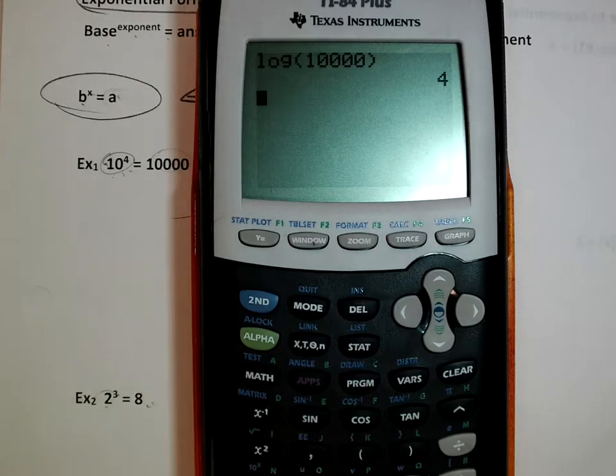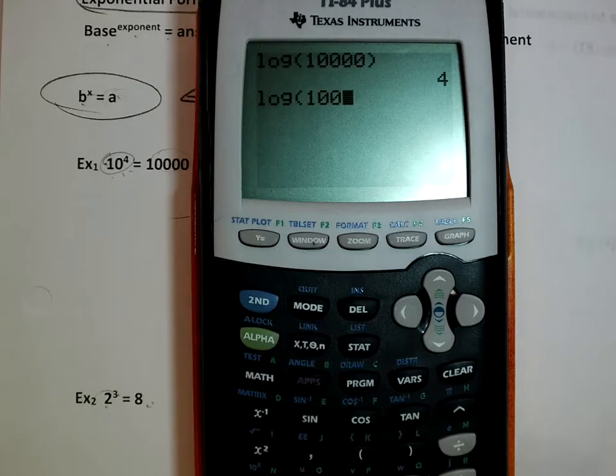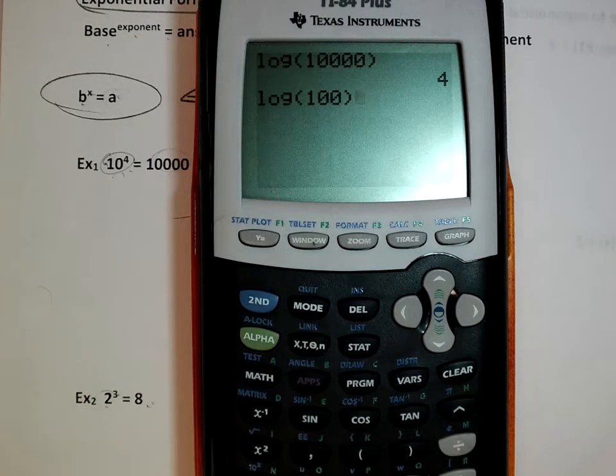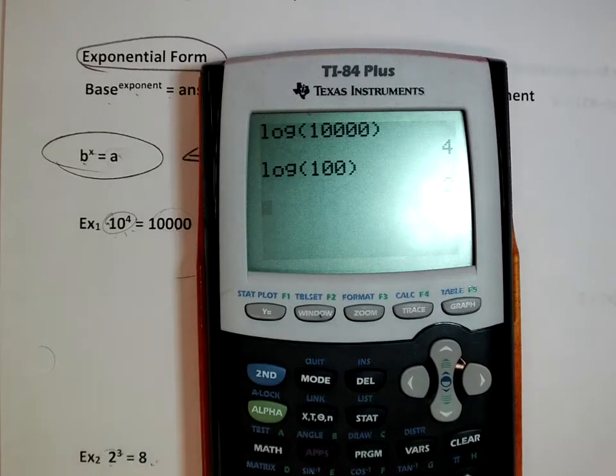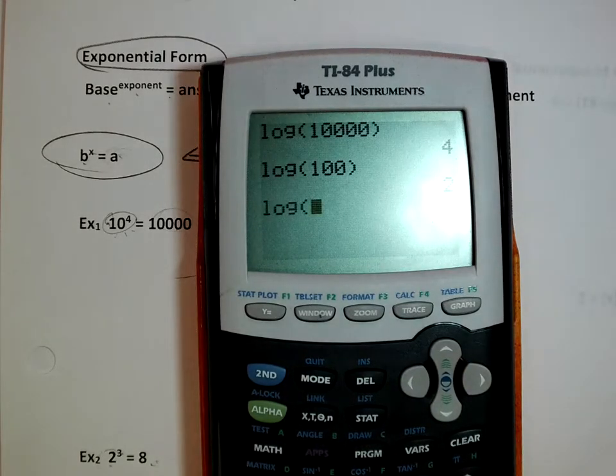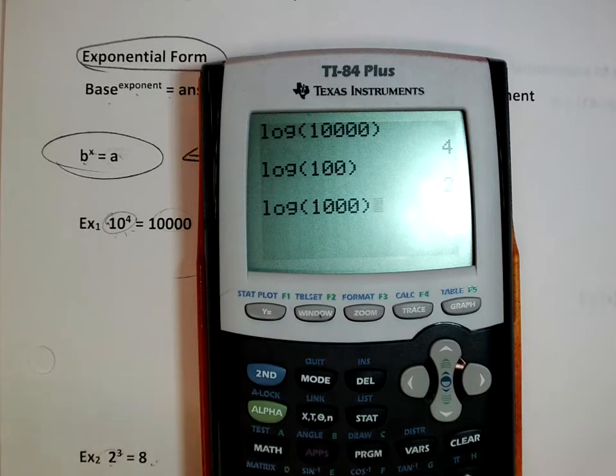Okay? Try log of 100. You know the answer is 2, don't you? 10 to what power equals 100? The answer's got to be 2, and it is, okay? Log of 1,000. 10 to what power equals 1,000? 10 to the 3rd. Okay?